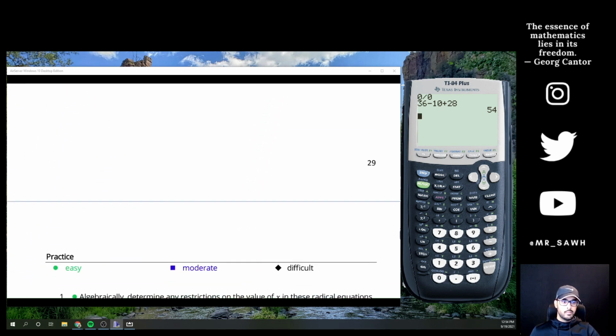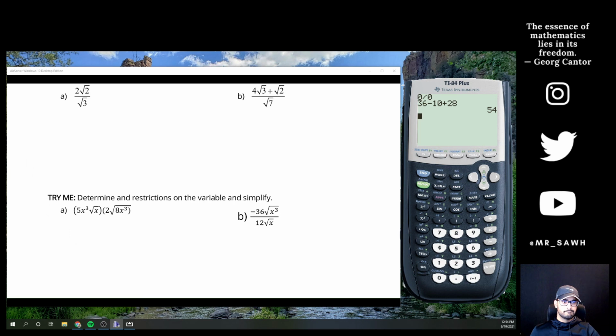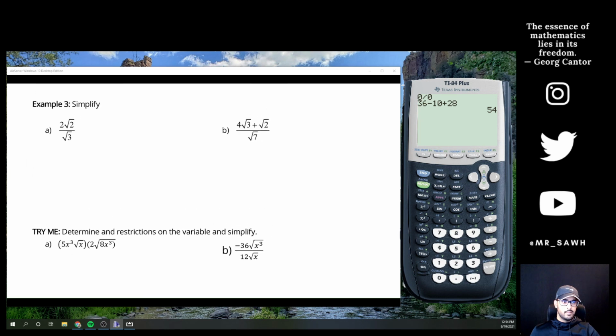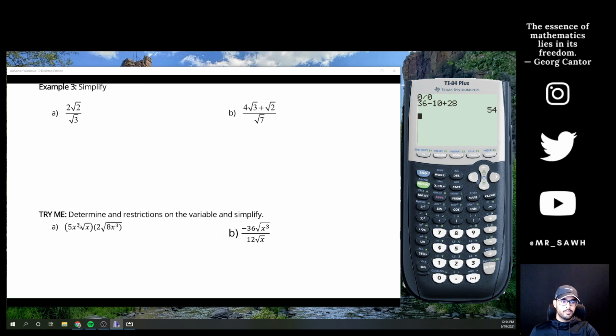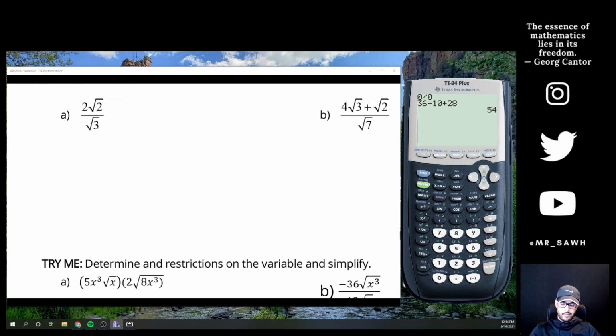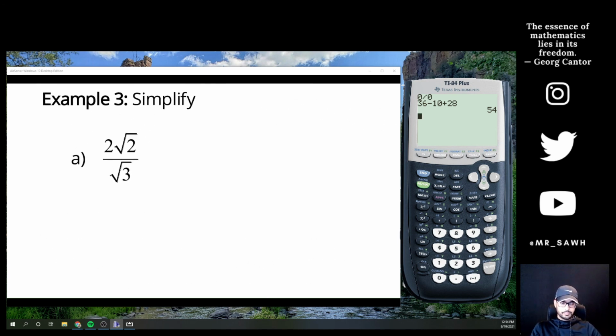All right, we'll talk about these two. I won't do the A and B at the bottom. I'll let you try those ones, and again I'll have the answers because they're very similar to what we just did. Example 3 here is more of that rationalizing piece we talked about in the last one, right? Getting rid of that root sign in the bottom. So we'll do these two.